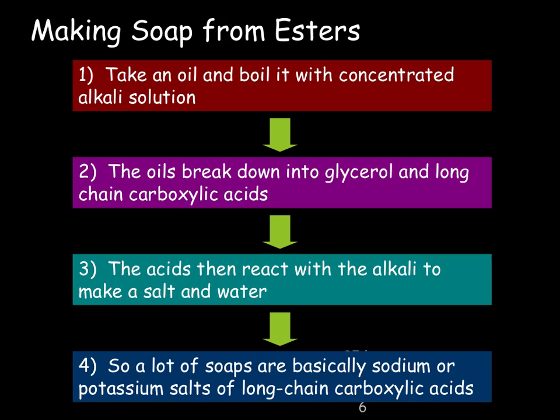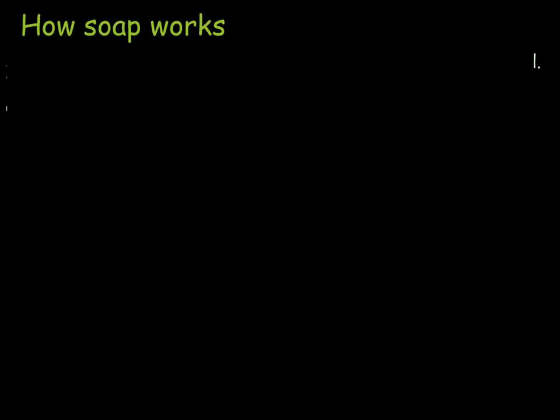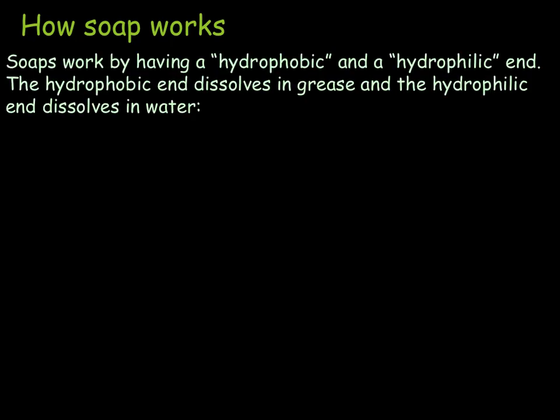We looked over the formation of these salts by the reaction of carboxylic acid and alkali in the previous video C3.10. Now that we have made our soap, we also need to know how it works. Well, soap molecules work by acting like emulsifiers. This means that they have a hydrophobic and a hydrophilic end. The hydrophobic end will dissolve in grease and the hydrophilic end dissolves in water.